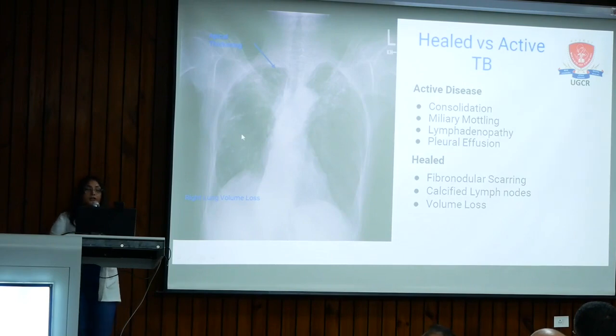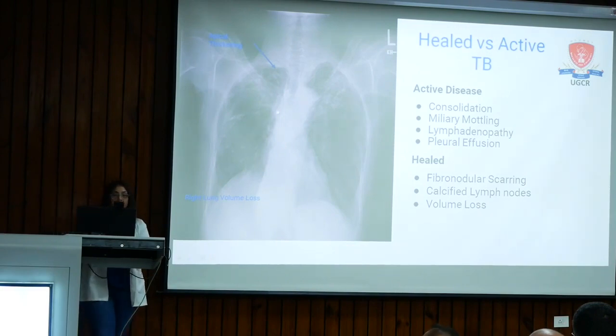If you see cavitation, miliary mottling, lymphadenopathy, or pleural effusion, then the disease is considered to be active. If you see fibronodular scarring, calcific lymph nodes, or volume loss, it means that it has healed itself at some point of time. This is a chest X-ray showing healed tuberculosis. Here you can appreciate apical thickening and right lung volume loss as compared to the left lung.